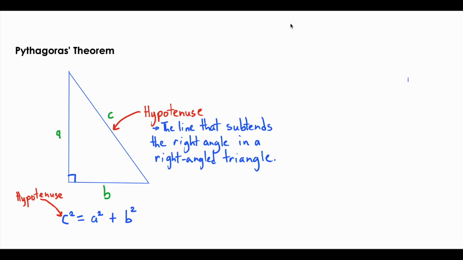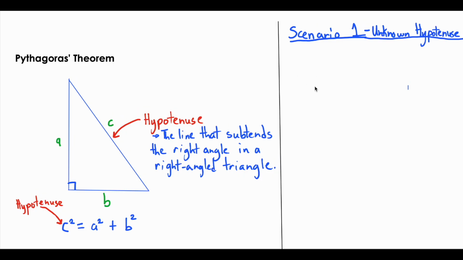All right, so we'll do an example of calculating using this. Scenario 1: the unknown hypotenuse. Let's say we had a right angle triangle here. Let's say this length here was 6 centimeters, and this one over here was 8 centimeters. Now the question is, what is missing? The missing one is the hypotenuse.